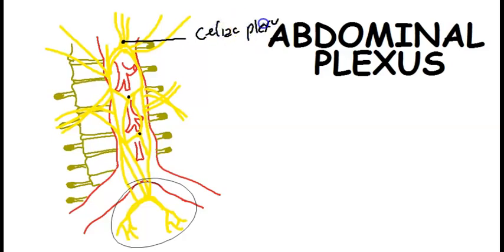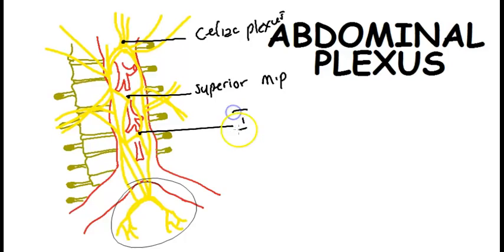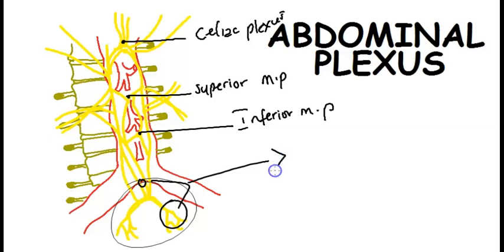The second one is the superior mesenteric plexus. And here we have the next one, which is going to be the inferior mesenteric plexus. And this part and this part, we call them the superior and the inferior hypogastric plexus.